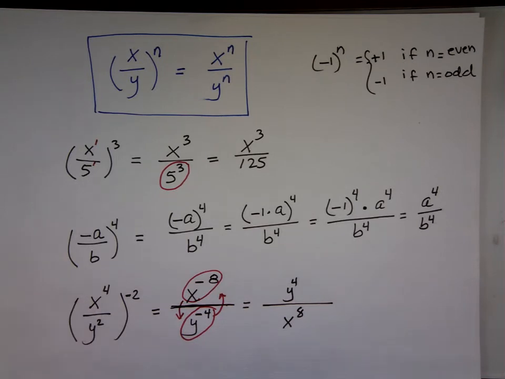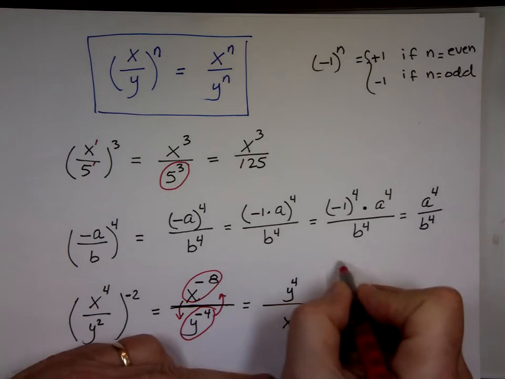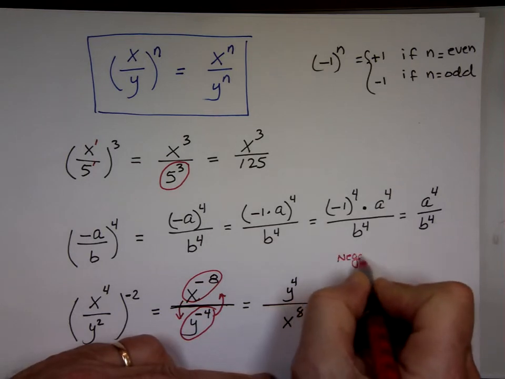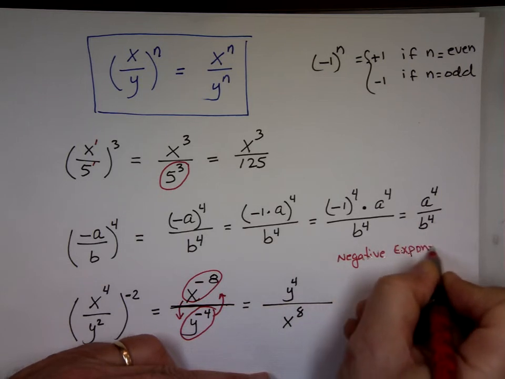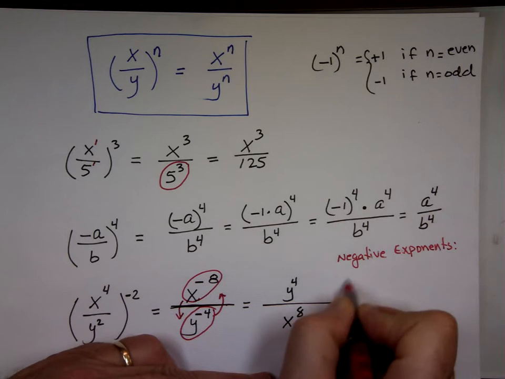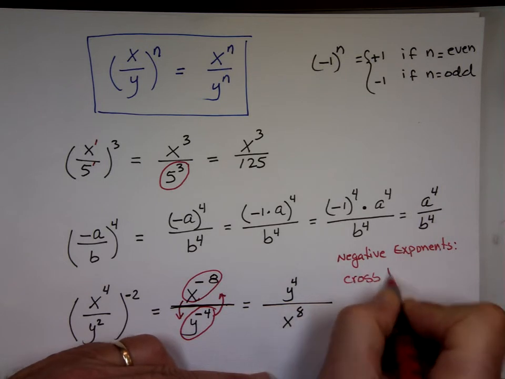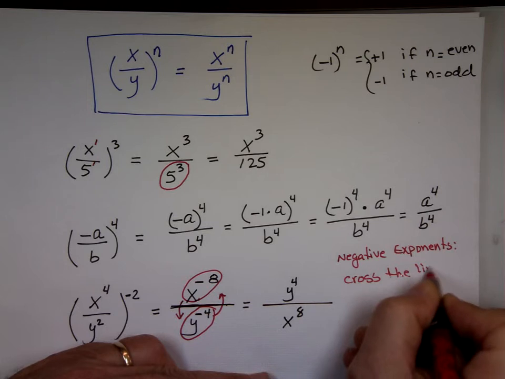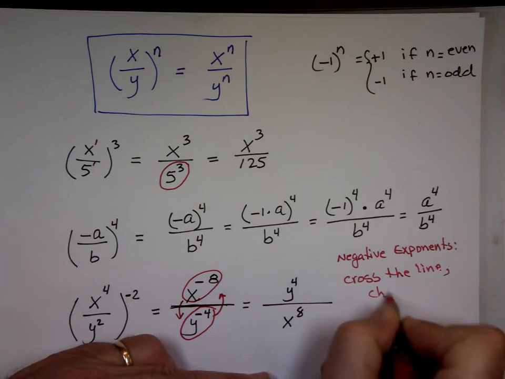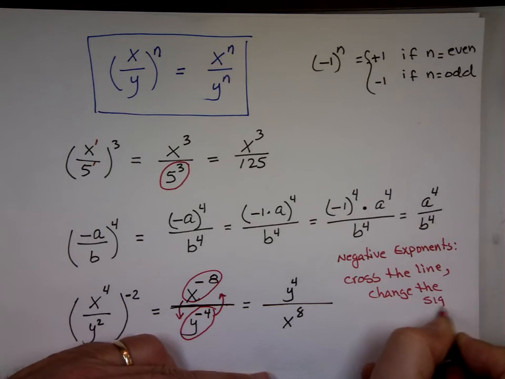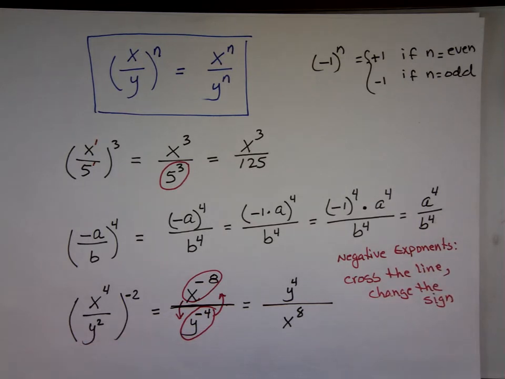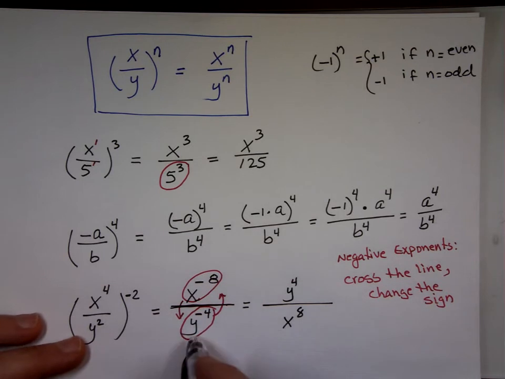Again, with negative exponents, not negative numbers, negative exponents, I use cross the line, change the sign. When I say change the sign, I mean the sign of the exponent. If the exponent is negative on the top, bring it to the bottom, and it becomes a plus. If it's negative on the bottom, bring it up, and it becomes a plus.